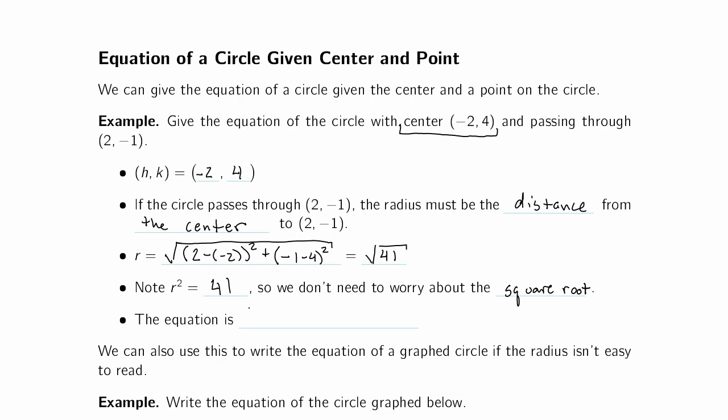Our equation is just x minus -2, so x plus 2 squared, plus y minus k, so y minus 4 squared, equals the radius squared, which is 41. That's our equation. The only thing different here is that we have to calculate the radius. We also use this when we have an equation of a circle if the radius isn't easy to just read.